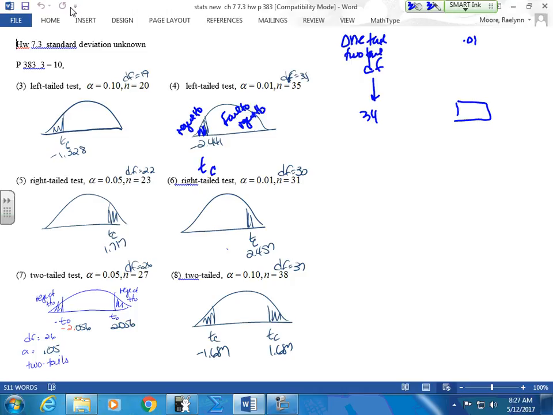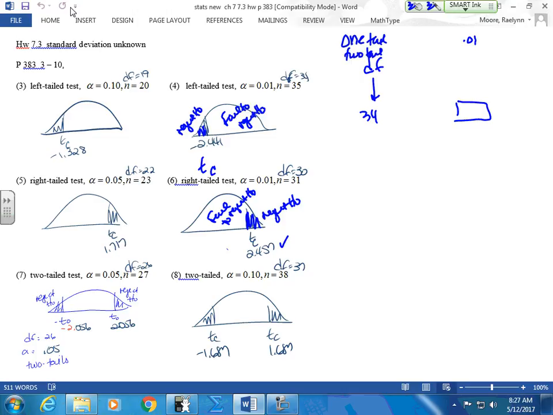On the right tail test, same situation, you're still 1-tailed. Look in your 1-tailed, find your 0.01, find your 30. Pull that off, that's positive, and that stays positive. This is reject H0. This is fail to reject H0.